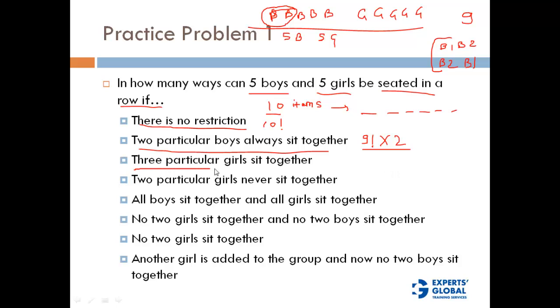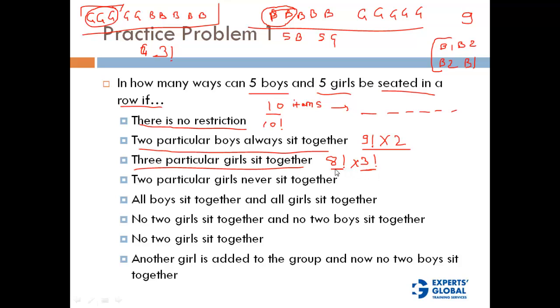3 particular girls sit together. Similar approach. We have these 3 girls sitting together and 5 boys, 1, 2, 3, 4, 5. How many units do we have? 1, 2, 3. These will act as 1 unit, right? So this is 1, 2, 3, 4, 5, 6, 7, 8. We have 8 units. In 8 factorial ways we can arrange them. And now we have to worry about arrangements of these 3 girls among themselves, right? So 3 girls among themselves can be arranged in 3 factorial ways. Correct? So we'll just multiply this by 3 factorial, because this 3 factorial is independent of this 8 factorial.